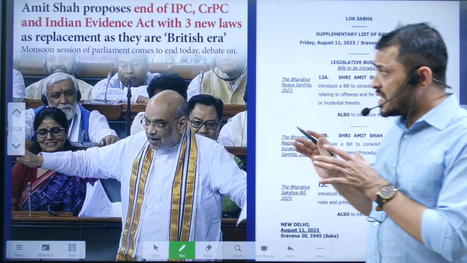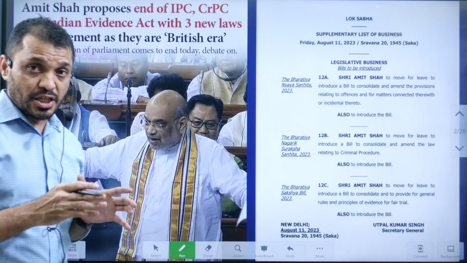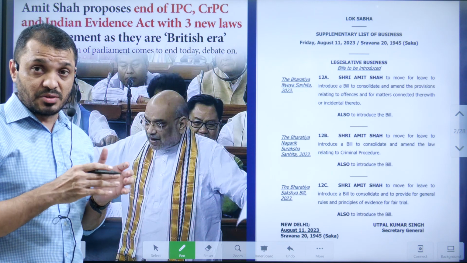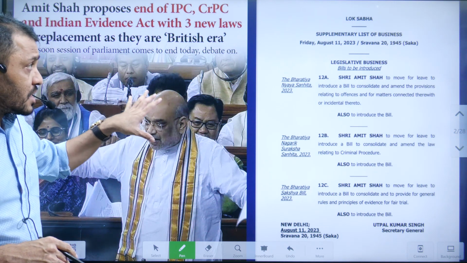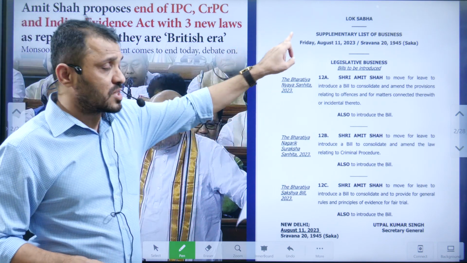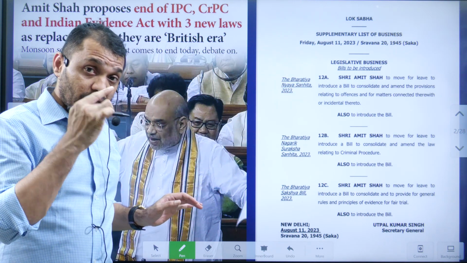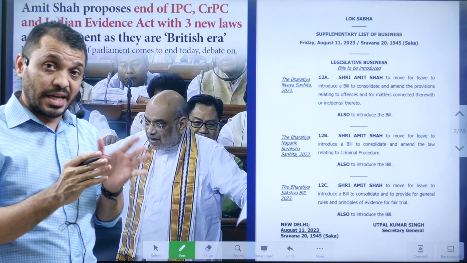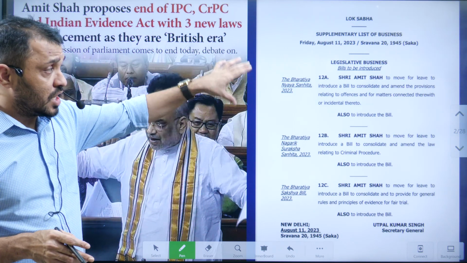First, basic things first. Who introduced these bills? As these bills are related to criminal laws, all these 3 bills were introduced by our Home Minister Amit Shah. Where did he introduce them? In the Lok Sabha. But you have to understand, students, a minister can introduce bills in any house, either Lok Sabha or Rajya Sabha. But in this case, he introduced the bills in Lok Sabha.